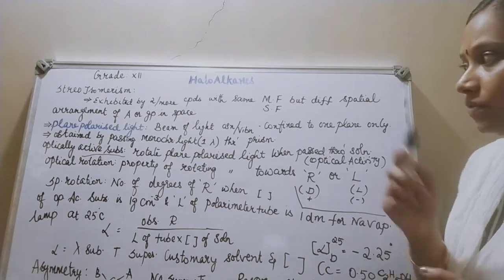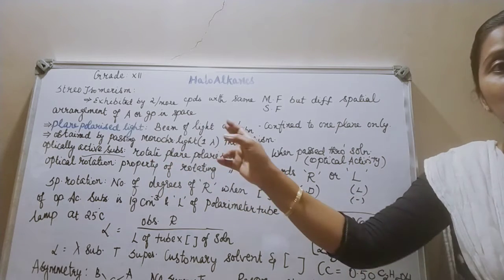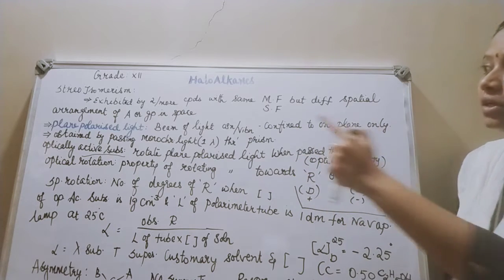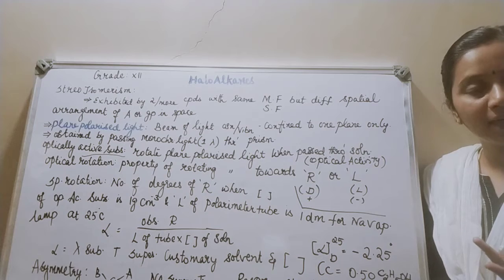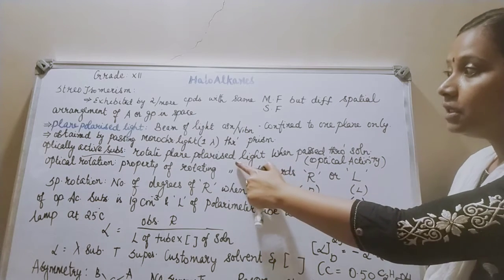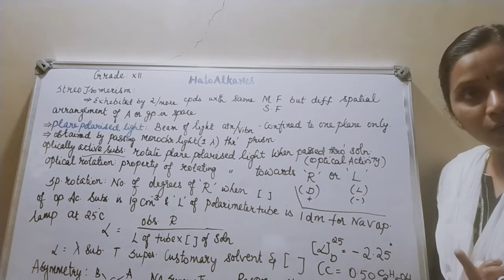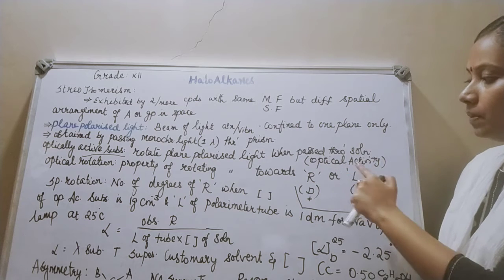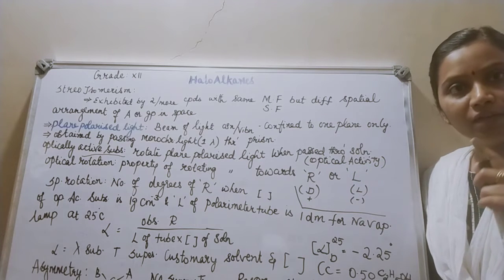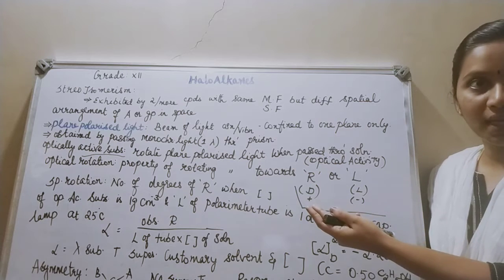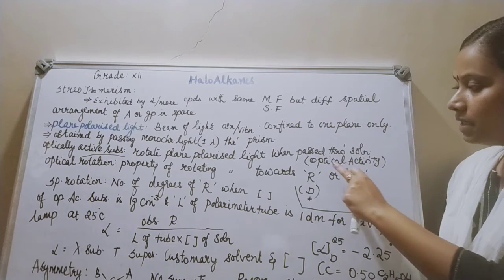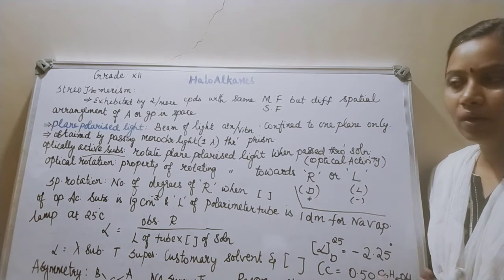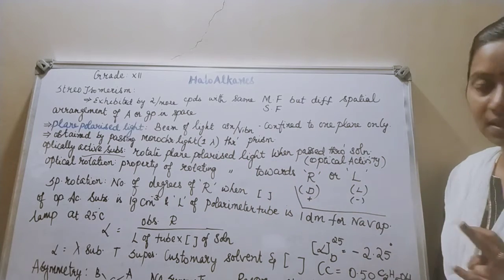What are optically active substances? The substances which rotate the plane polarized light when it is passed through their solution are called optically active substances. So these substances should rotate the plane polarized light when passed through a solution. This property is called optical activity. That is, optically active substances rotate the plane polarized light when passing through a solution. This property is called optical activity, and the substances which exhibit optical activity are called optically active substances.